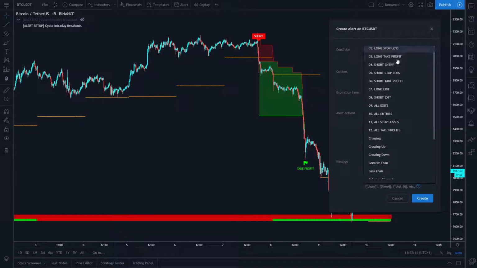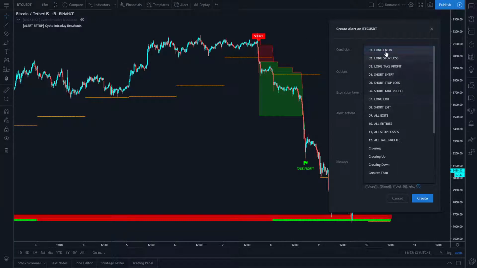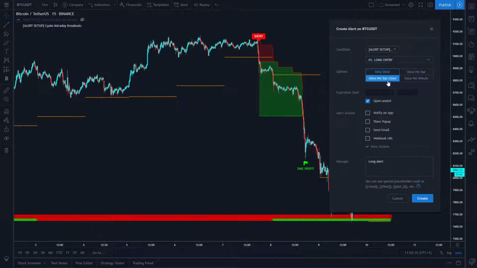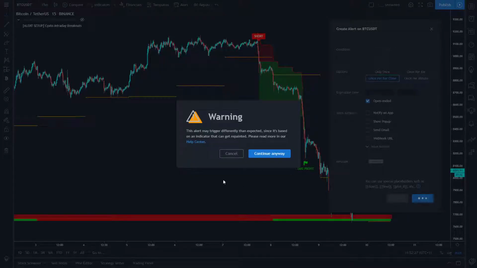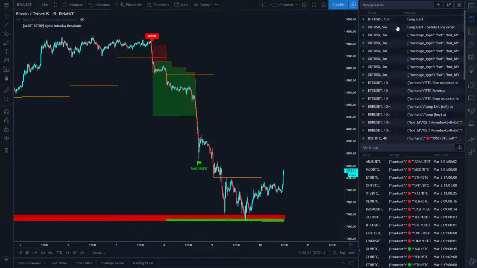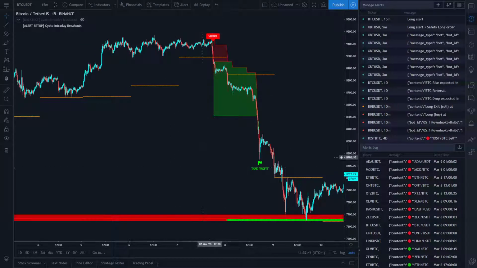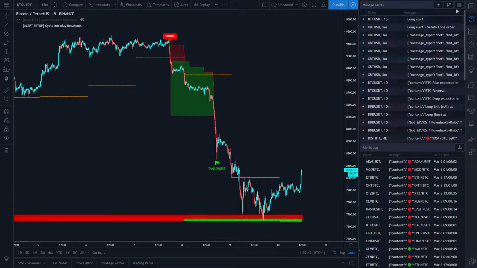For example, if we want to create a long entry, we click, select the first alert. We use once per bar close. Make sure to use this. And we write our message here, and we click create. We get a warning, but we don't worry about it, and we get our alerts created here. Okay. If you see a green circle, then it's great. It means it's working.